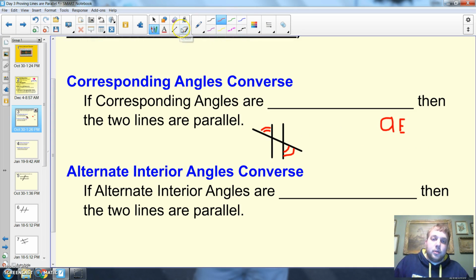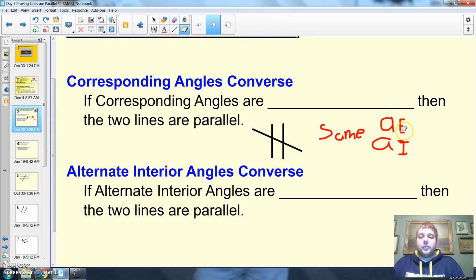Then our next type is alternate interior. These are alternating interior angles, and those are both acute angles as well, so we know those are the same. Okay, we've got two more sets to do. So we know alternate exterior and alternate interior are going to be congruent angles.